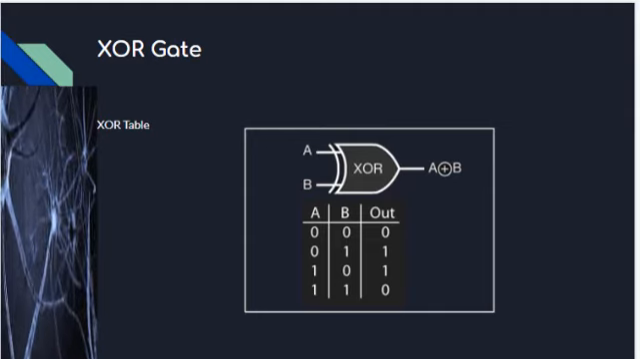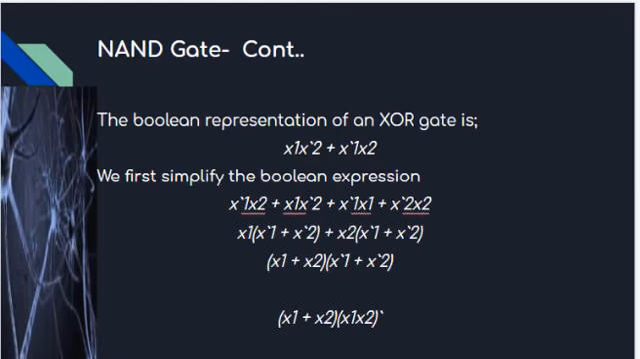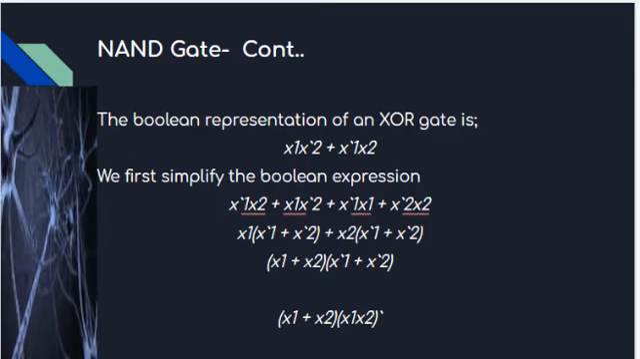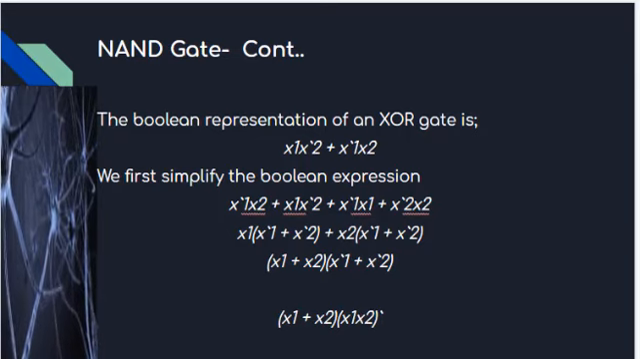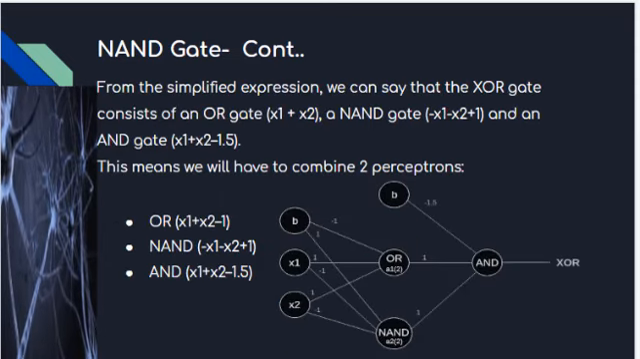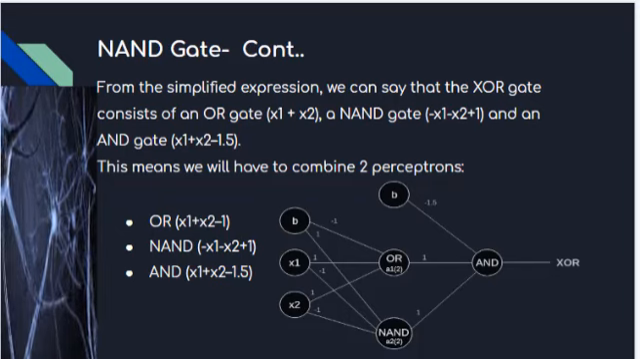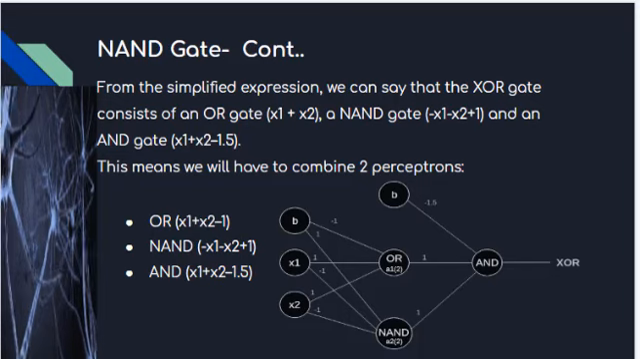Now let us see how to implement the XOR gate using a perceptron. The Boolean representation of an XOR gate is x1 x2 dash plus x1 dash x2. We first simplify the Boolean expression and we get the last equation. From this simplified version, we identify how to implement the XOR gate. An XOR gate is a combination of an OR gate, which is x1 plus x2, a NAND gate, minus x1 minus x2 plus 1, and an AND gate, x1 plus x2 minus 1.5.